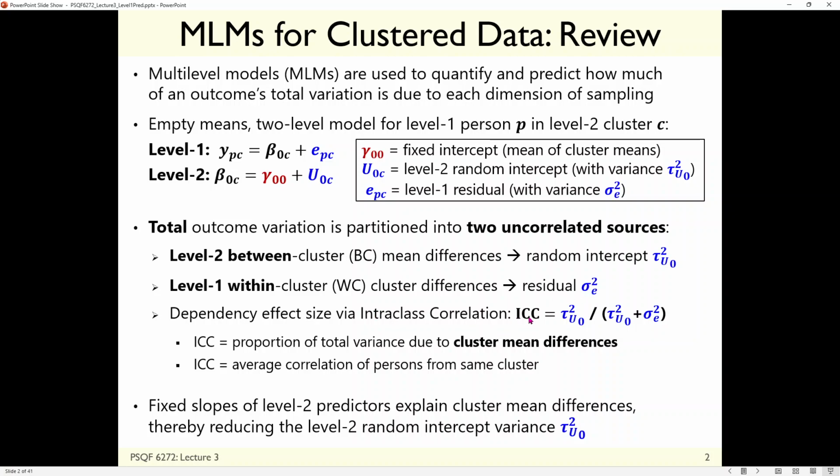We can form the intraclass correlation, so this is ICC1 in particular, as the ratio of between over total. So this is the proportion of total variance due to cluster mean differences. It's also the average correlation of persons from the same cluster. And there's one more that I would throw in here. It's an effect size for the amount of cluster dependency that you have due to mean differences. So you can think of it that way as well.